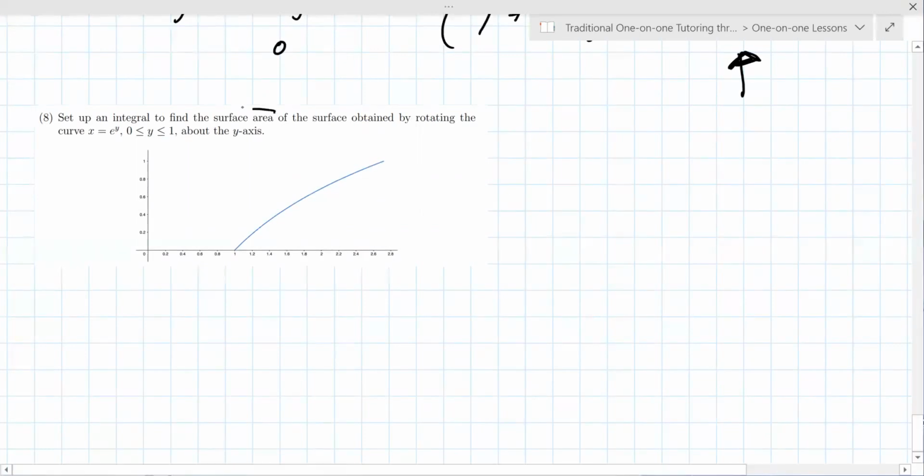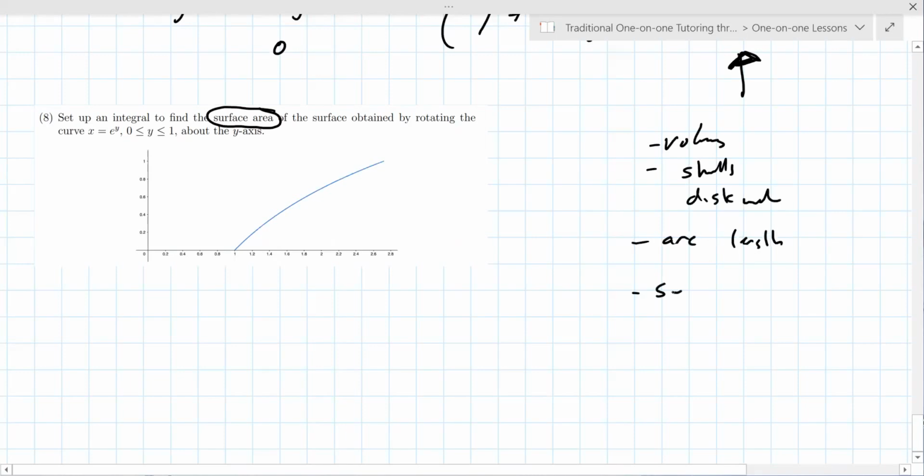Okay, this one's going back to surface area. So far we've seen volumes, meaning shells, disk, washer, and now we've seen some arc length, and we've seen some surface area. Maybe the exam will be a little better organized, but I would try to do all the volumes, all the shells, all the arc lengths together. If there's two arc lengths, hopefully they're right next to each other, rather than question 2 and then 7.